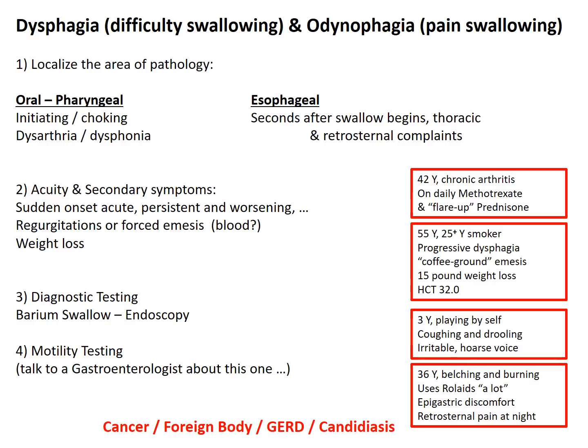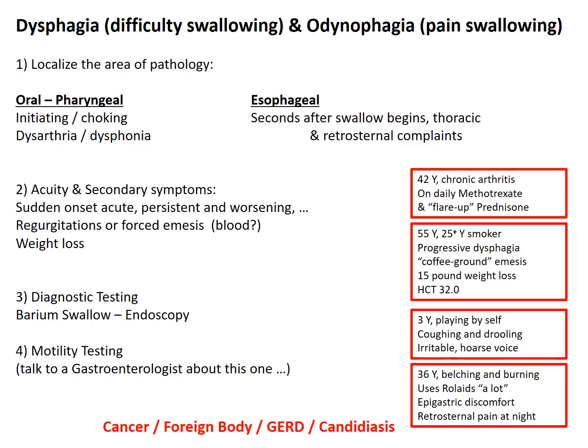Well, now let's see if you can come up with 4 different diagnoses here. So I got a patient with esophageal cancer, person with a foreign body, person with gastroesophageal reflux disease, and an individual with esophageal candida infection, candidiasis. So I got 4 different patients there in the 4 different boxes.